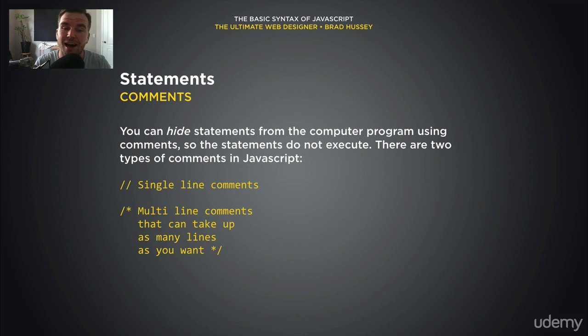In JavaScript, you can hide statements from the computer program using comments, so the statements do not execute. There are two types of comments in JavaScript: single-line comments that start with 2 forward slashes, and multi-line comments that can take up as many lines as you want, as long as it's between a forward slash, asterisk, and an asterisk and a forward slash.